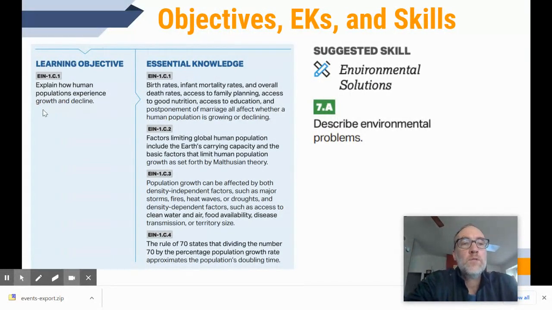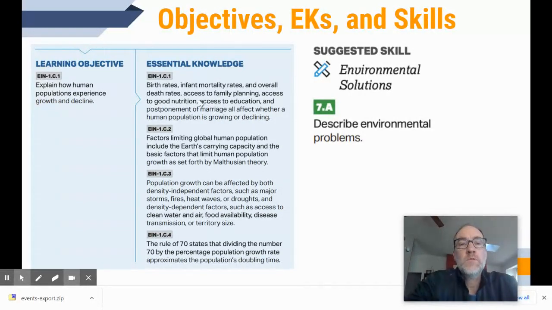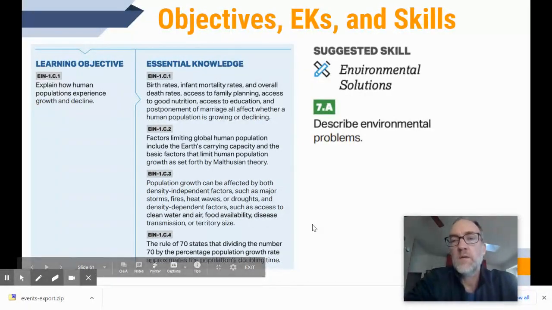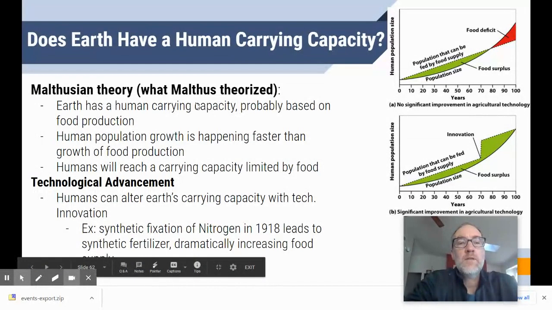Explain how human populations experience growth, decline. We're going to be talking about a lot of different essential knowledge. I'm not going to read all these, but some are going to be more quantitative. You can see we're going to learn how to calculate how long it would take a country to double at a given growth rate. I think that's a kind of neat trick.